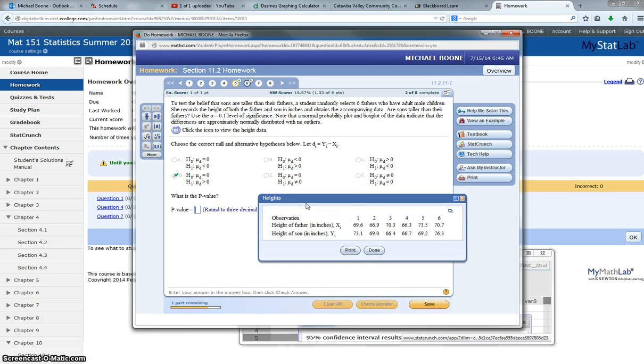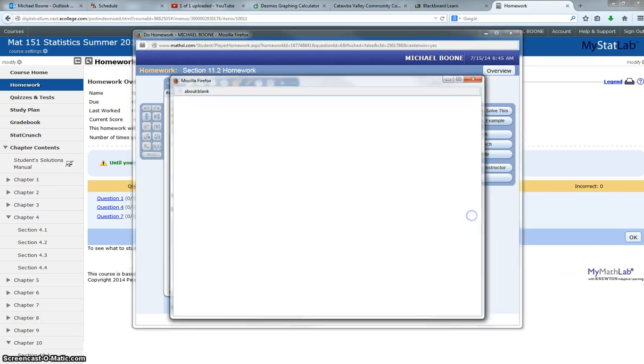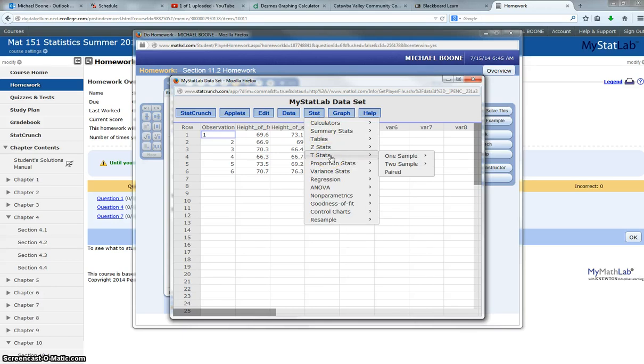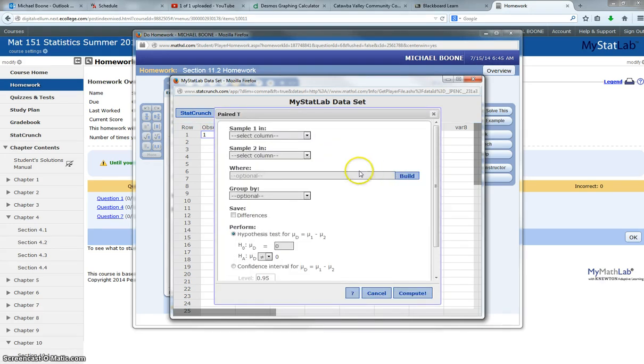In the next part, we actually have to find the p-value. So we're going to take our data and bring it up in StatCrunch. We go to T-stats, and we're not going to go to two sample like you would maybe think. We're going to go to paired because they're dependent. They are paired up, so we have paired data. Now remember, when we put this in, it was the mean of the sons minus the mean of the fathers, so we have to be careful how it's notated.